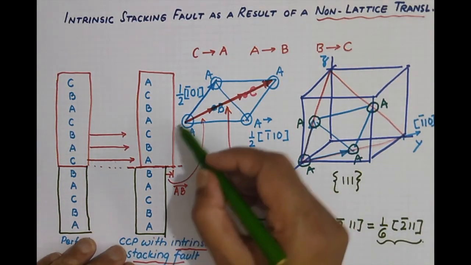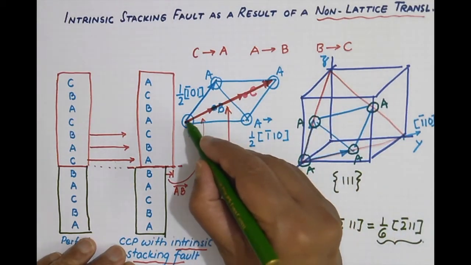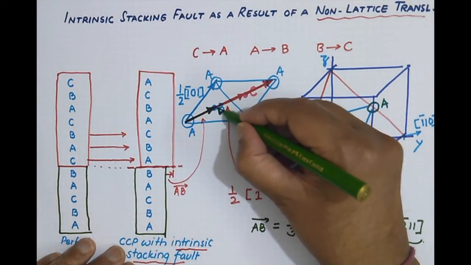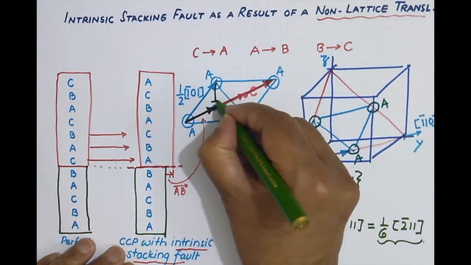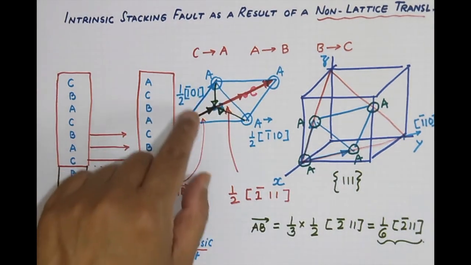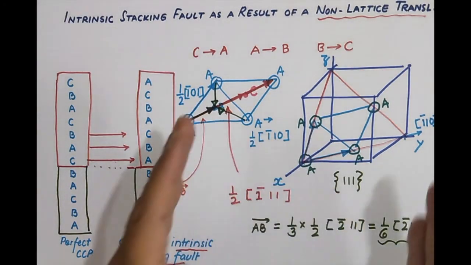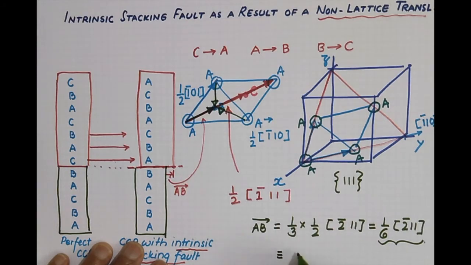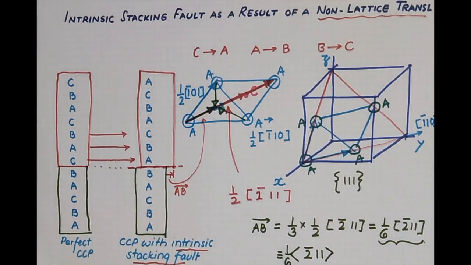For example, in this itself, I could have gone A to B this way, or I could have gone A to B this way also, or I could have gone A to B this way. So in a given plane there are 3 such vectors and there are 4 such planes, so there are many possibilities for this vector. So I can write this as a family of directions, 1/6 2 bar 1 1. So this is the translation vector or the fault vector.